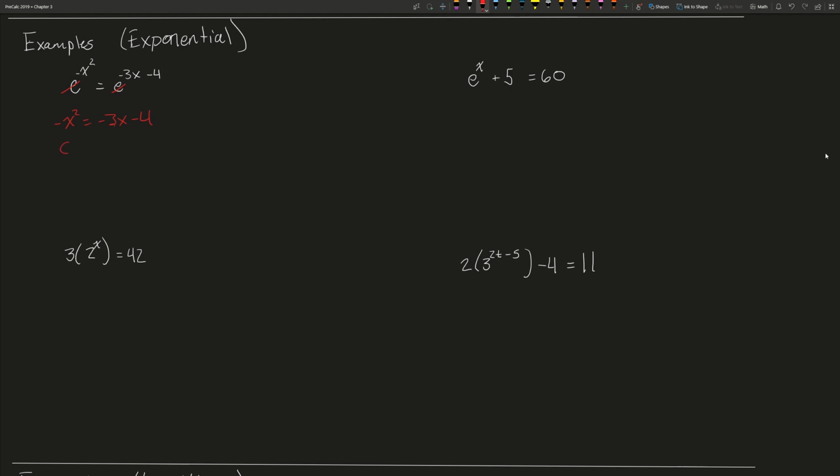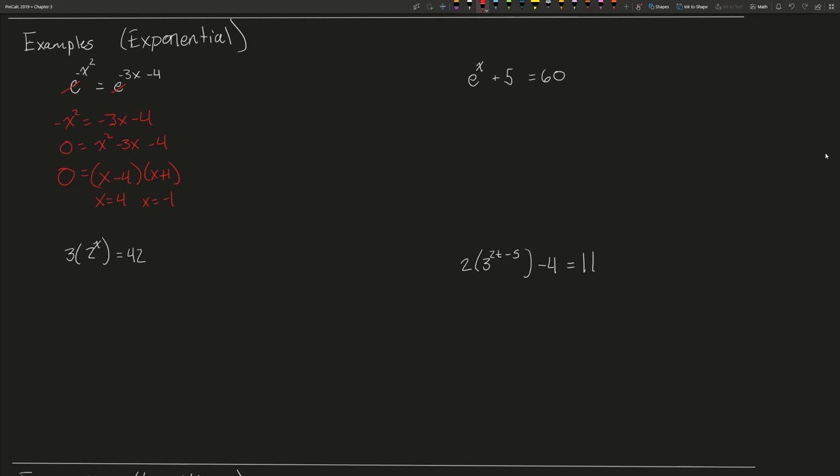If we add over the x squared, we get 0 is equal to x squared minus 3x minus 4, and that is a quadratic, which we can solve in a couple of different ways. We can graph it and find the x-intercepts, we can factor it, or we can use the quadratic formula. Because we can factor it pretty easily, we set 0 equal to x minus 4 times x plus 1, and then set each of these factors equal to 0. So x will equal 4, or x will equal negative 1.